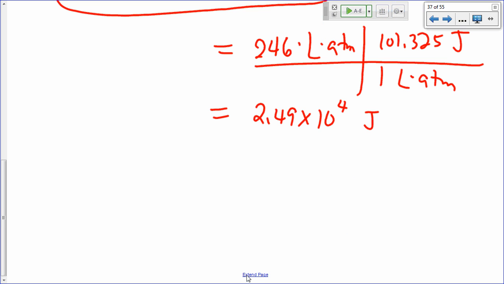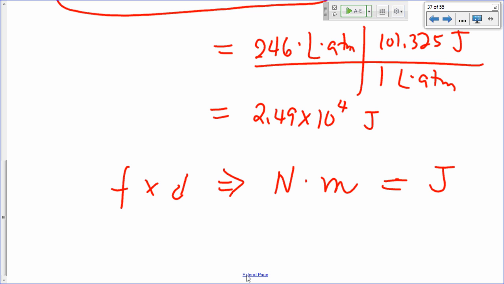Think of it this way. Remember we said force times distance is an energy unit, right? Force is what? Newton. And distance is meters, right? So a Newton meter is what we call a joule, an energy unit. What if you have a pressure unit times a volume unit?